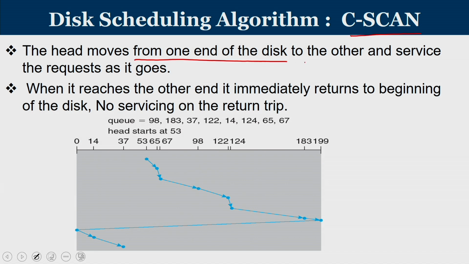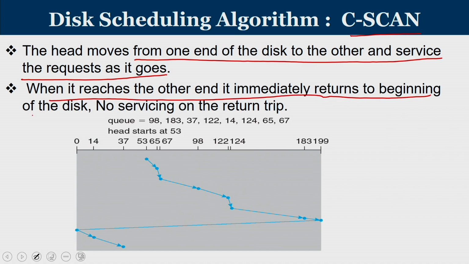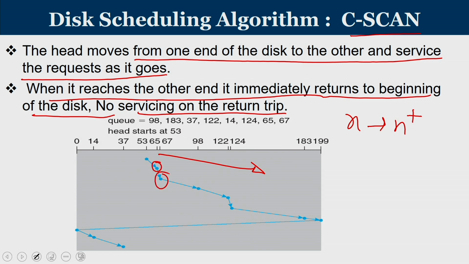The other one is called circular scan. The head moves from one end of the disk to another and services requests as it goes. When it reaches the other end, it immediately returns to the beginning of the disk, with no servicing on the return trip. So, when it moves from lower cylinder numbers to higher cylinder numbers, during that time only I am going to service. So, I am starting from 53 going to 65 and 67, they are larger numbers. So, I will service 65 and 67, 98, 122, 124, 183.